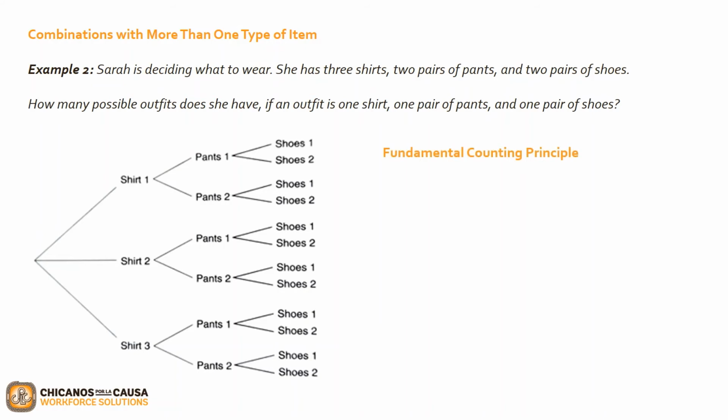But let's start small and then get to the total answer. So we should probably look at shirts and pants first. We have 3 possible shirts and 2 possible pairs of pants. So we're going to multiply 3 times 2, which gives us 6. However, now let's look at shirts, pants, and shoes. This is going to evolve into 3 shirts times 2 pairs of pants times 2 pairs of shoes, which gives us 12 possible outfit combinations that Sarah can wear.